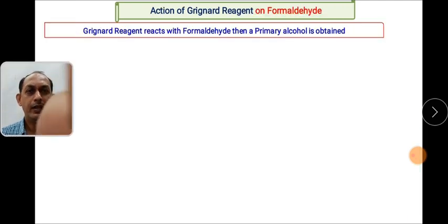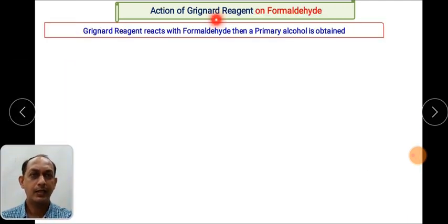Now we will take a particular example. The first case, we will see the attack of the Grignard reagent on formaldehyde. So remember, Grignard reagent reacts with formaldehyde and gives primary alcohol. This is a very important thing you must understand. Grignard reagent reacts with formaldehyde and must give primary alcohols.